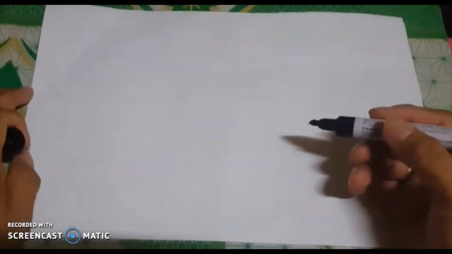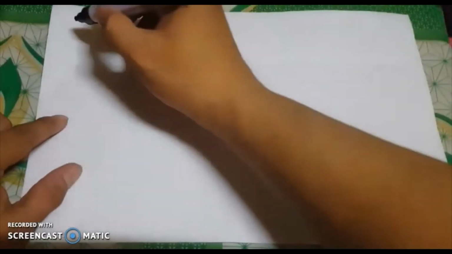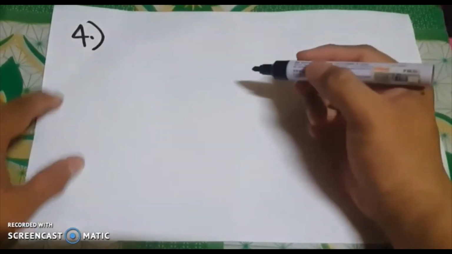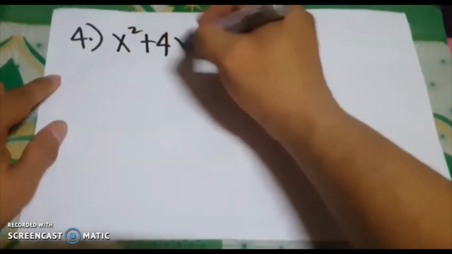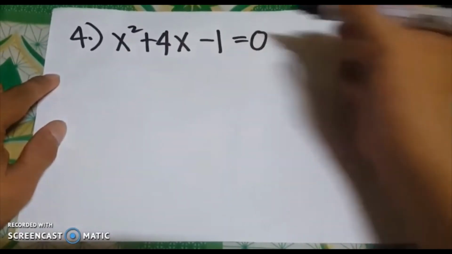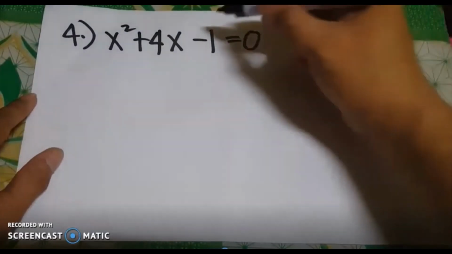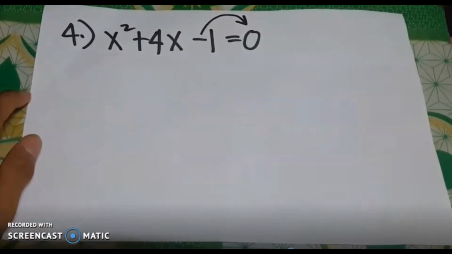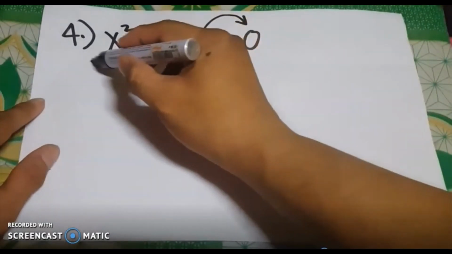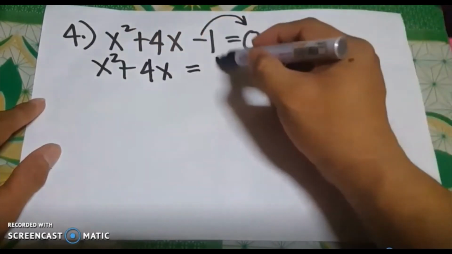Okay, so let us answer another example similar to example number 3. So let's have example number 4 here. So number 4, that is x squared plus 4x minus 1 is equal to 0. So in example number 4, the constant term is still on the left side of the equation. So the first thing you're going to do is move the constant term to the right side of the equation. Then, when you do that, you'll come up with x squared plus 4x is equal to 1.